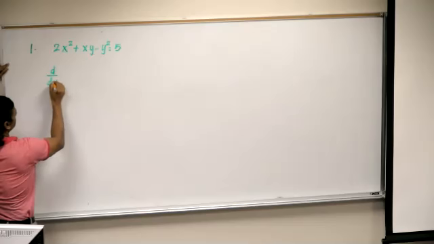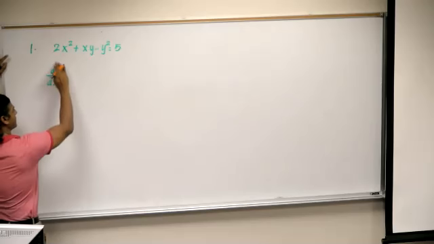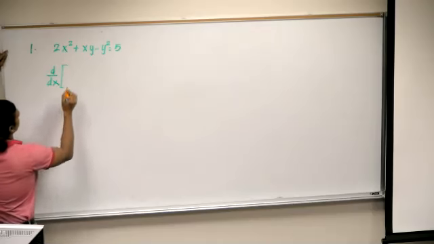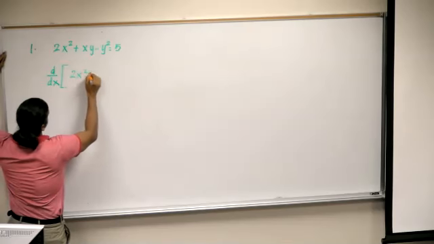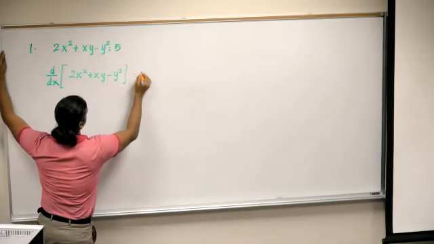Some of you are still making the mistake of writing this as dy over dx. It's just d over dx. Good. So 2x squared plus xy minus y squared equals 5.